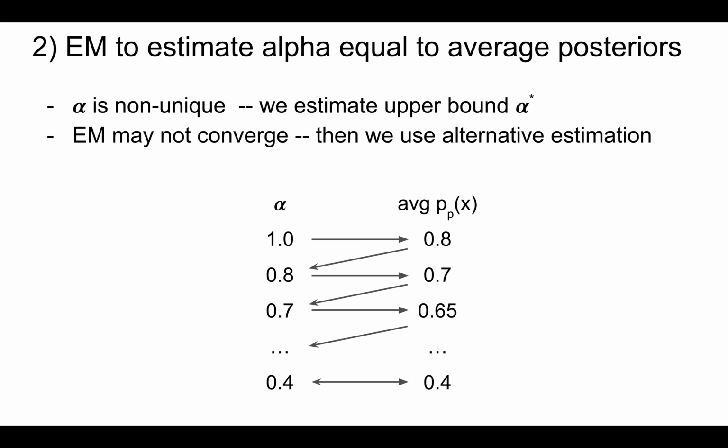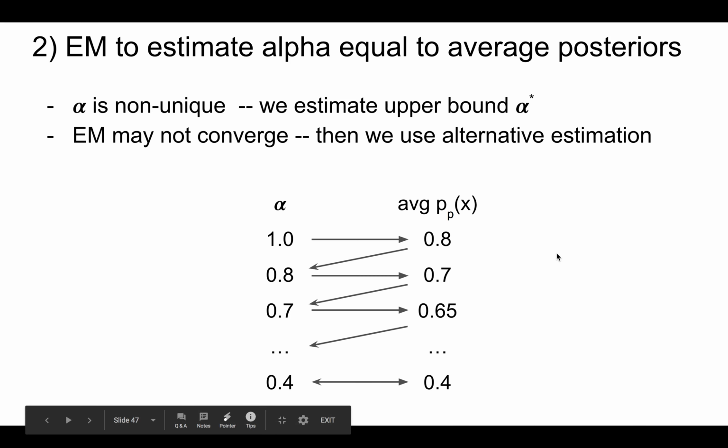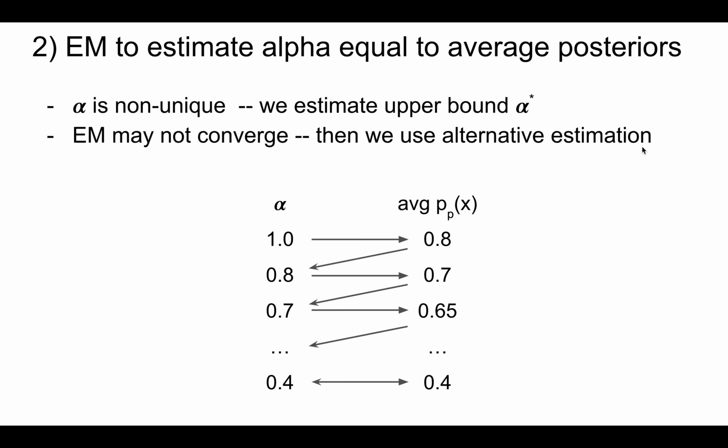And the second caveat is that this might not converge. So in this case, it only converges at 0. And in these cases, we use an alternative estimation, but I'm not going to discuss it for too long.